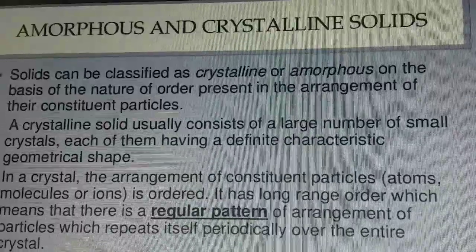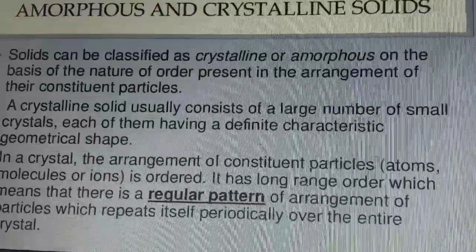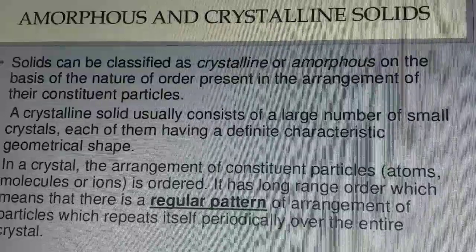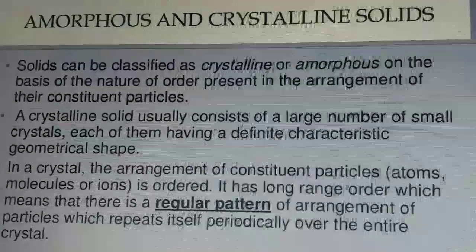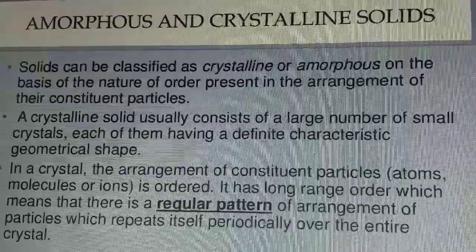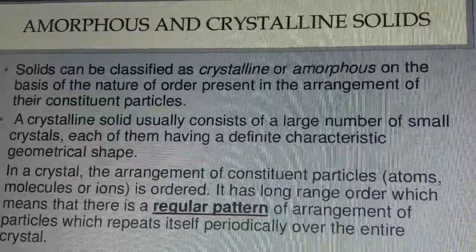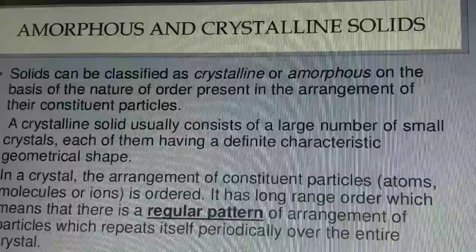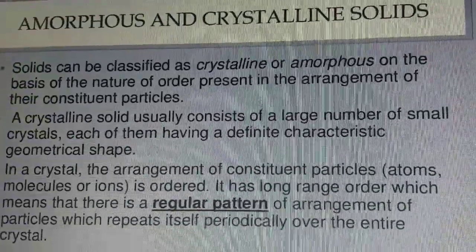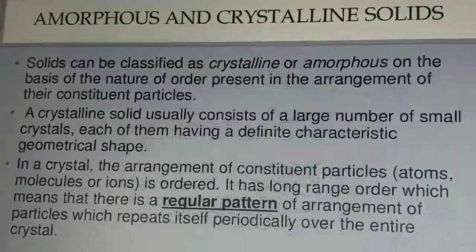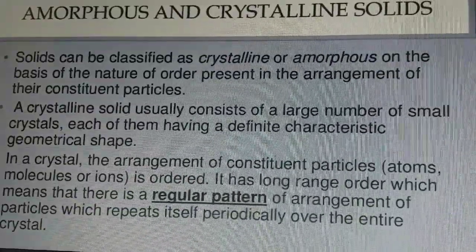They will ask one question here: what is the meaning of long range order crystal? Whether your crystalline solid is long range order or short range order, they will ask. It means there is a regular pattern of arrangement of particles. Particles means atoms, molecules or ions, which repeat themselves periodically over the crystal. Now you understood what is a crystalline solid. Solids are classified based on the arrangement of constituent particles into two types: one is crystalline, another is amorphous. Now I think you understood what a crystalline solid is and its definition.